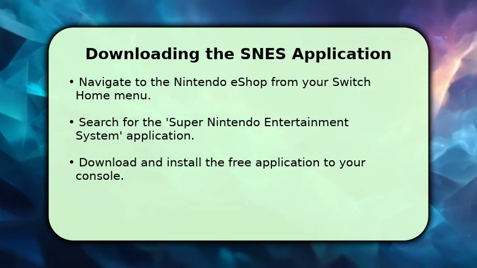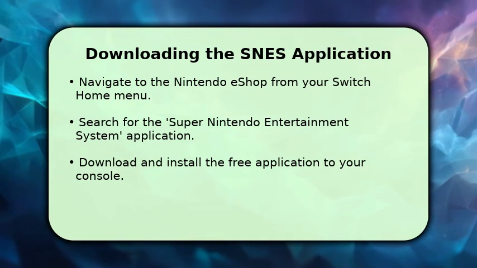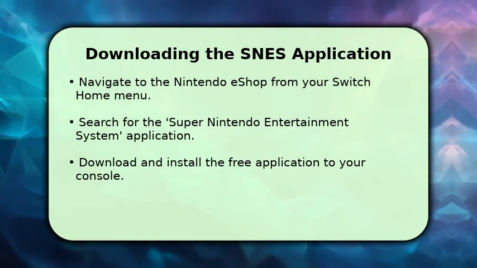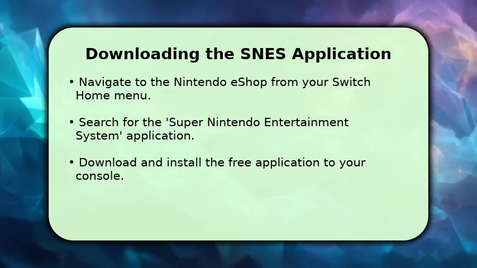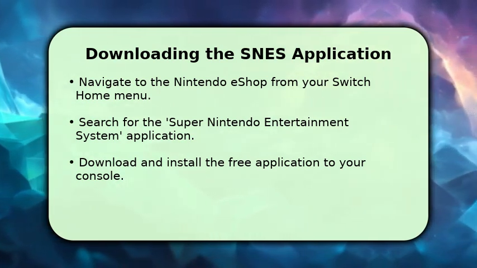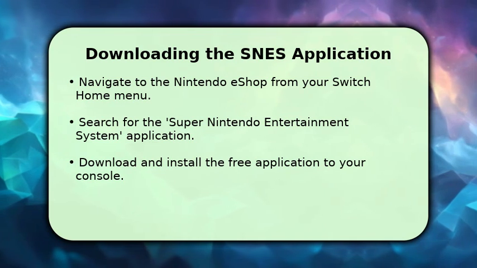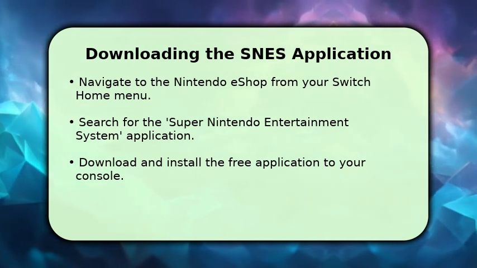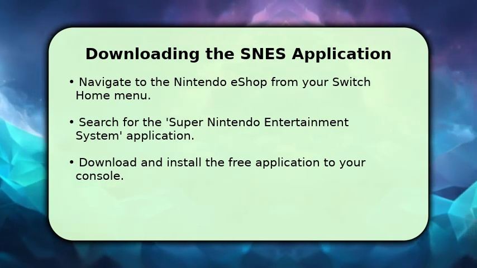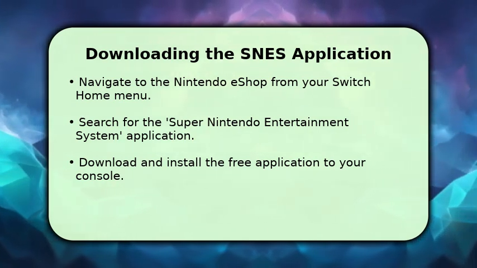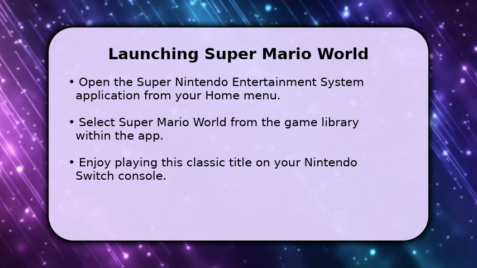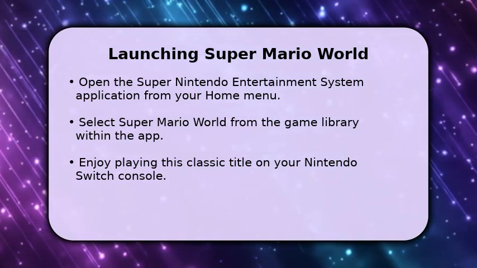With your Nintendo Switch Online membership active, the next step is to download the necessary application. From your Switch Home menu, simply navigate to the Nintendo eShop. Once there, use the search function to find the Super Nintendo Entertainment System Nintendo Switch Online application. This application is free to download and install, and it serves as your gateway to a fantastic collection of classic games. Once the Super Nintendo Entertainment System application is installed, you are ready to play.